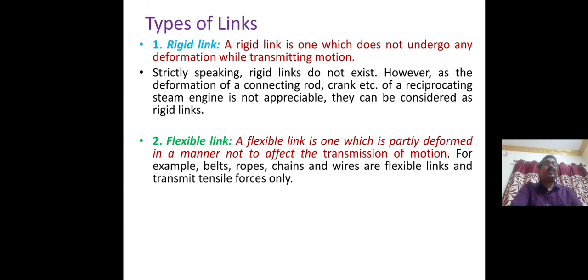Coming to the second one, the flexible link. A flexible link is one which is partly deformed in a manner that does not affect the transmission of motion. It will deform, but it does not affect the transmission of motion. For example, belt, rope, chain and wires are flexible links. Whenever power is transmitted by a belt, slight deformation takes place, but that will not affect the motion. That is called a flexible link.